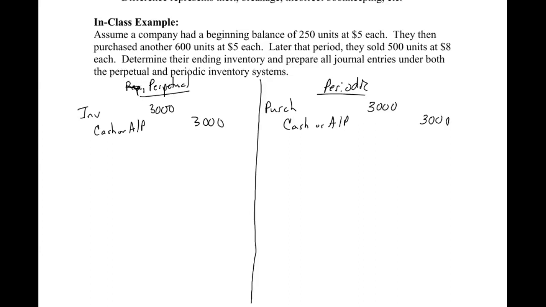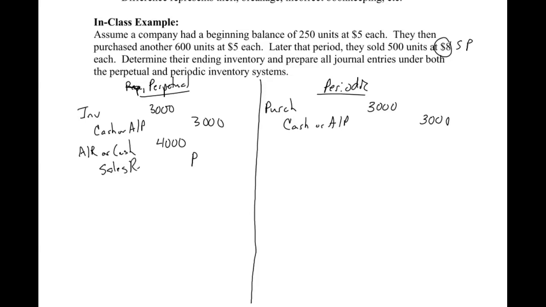The next thing it says is we sold 500 units at $8 per piece. Remember, this $8 is the sales price; the cost is still $5. When we sell something, we have to record the sales side of it and the cost side of it together. Over here, we'll have accounts receivable or cash, depending on whether they received cash or not. 500 times 8 is 4,000, and that will be our sales revenue.